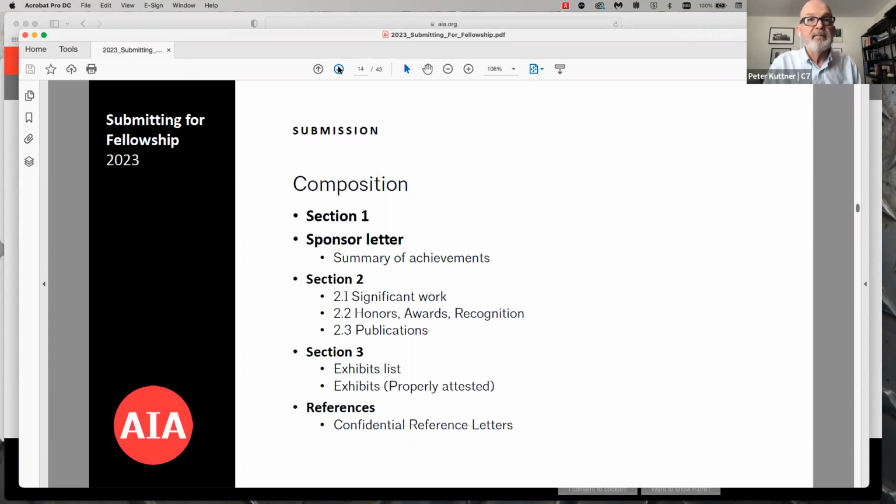And then you have essentially a list of significant work, honors and awards and publications. That's sort of resume format stuff. And then the summary of achievements, more prose approach. And in section 3 is your list, like project sheets or program sheets that you would list. And then you end the whole thing with 7 letters from references.